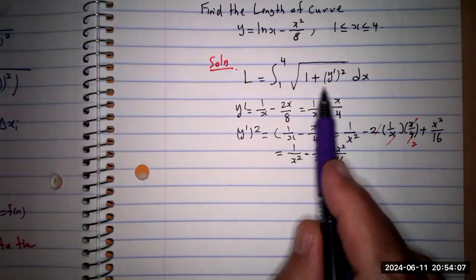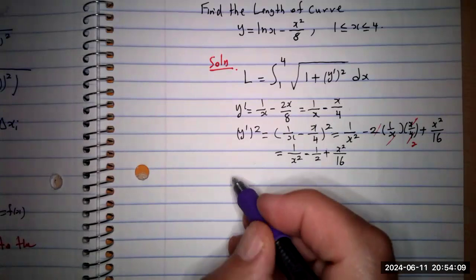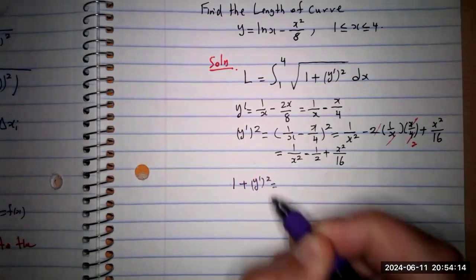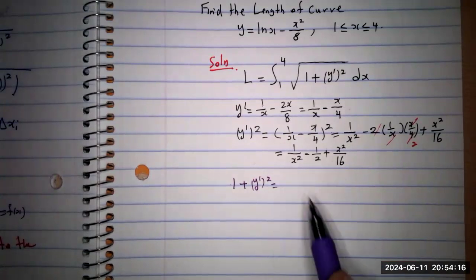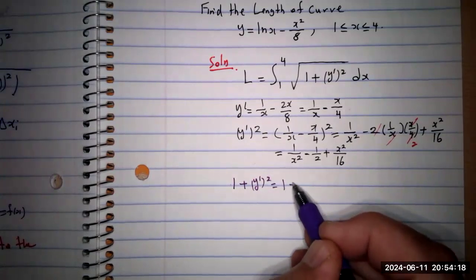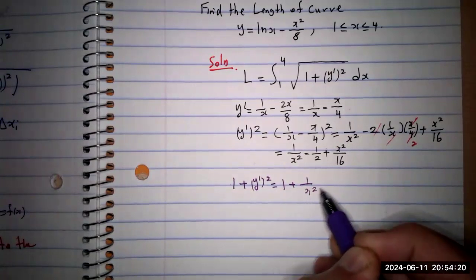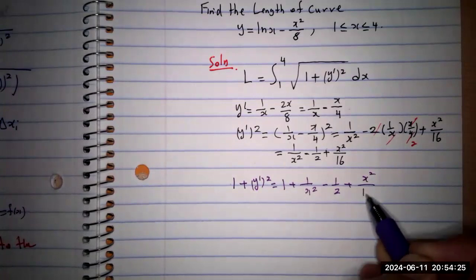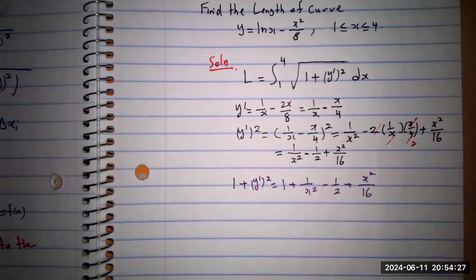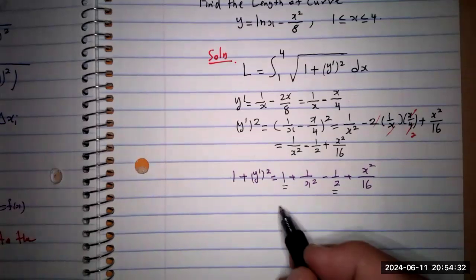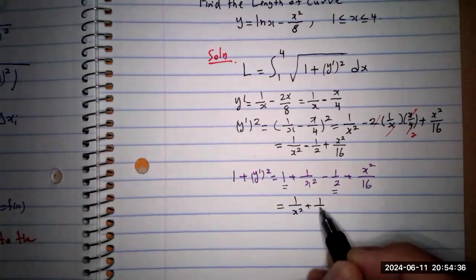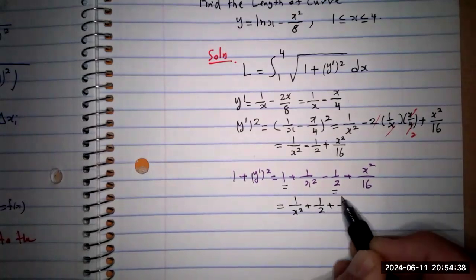Now add 1. So what is 1 plus y prime squared? You have 1 plus 1 over x squared minus 1/2 plus x squared over 16. Now we simplify: 1 minus 1/2 would be positive half. So that gives you 1 over x squared plus positive half plus x squared over 16.